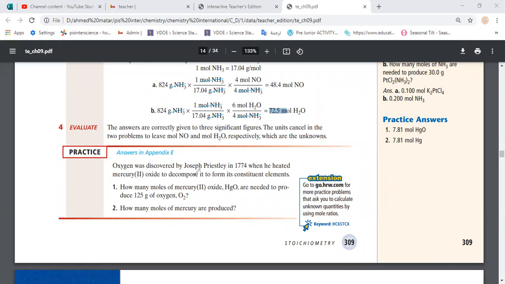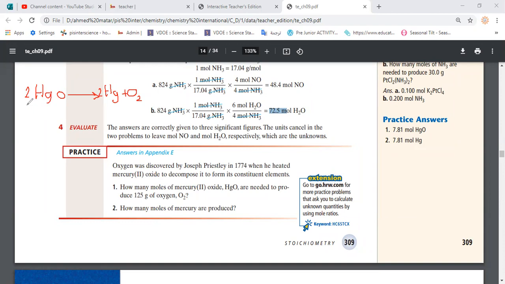Here, it says oxygen was discovered when he heated mercury(II) oxide to decompose it. So that means we are going to break it down. HgO, that is mercury oxide, will break down into mercury and oxygen. Of course, we don't have any other element. Is this chemical equation balanced? No, we should put 2 here, and 2 before each. So like this, we make a balanced chemical equation.